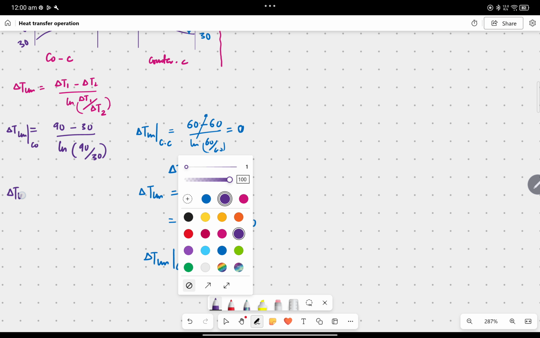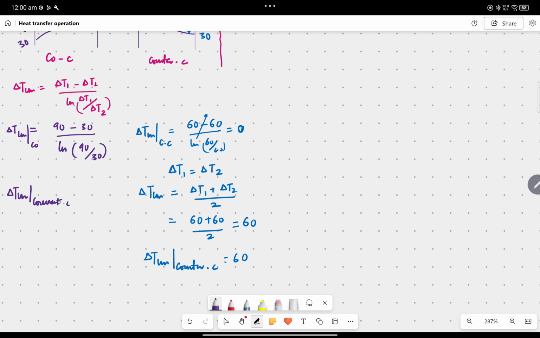And the co-current delta TLM is 90 minus 30, which is 60, divided by ln 3. By calculating this, we get 60 divided by ln 3, that is 54.6. Okay, so we got these two values.